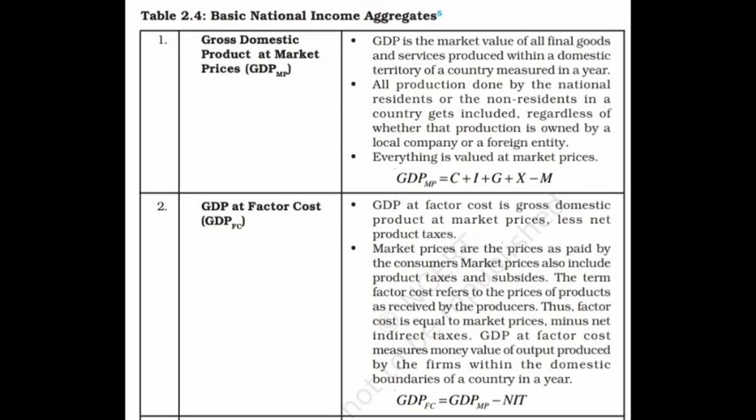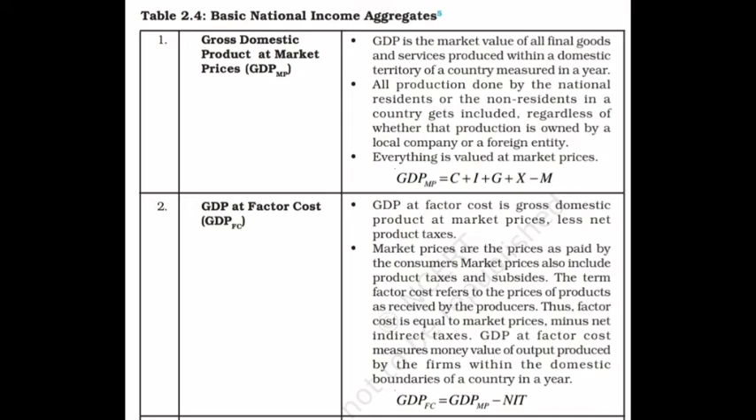That is, GDP MP is equal to C plus I plus G plus X minus M. C stands for consumption expenditure, I for gross private domestic investment, G for government consumption and gross investment, and X minus M means the difference between export and import. So this is the equation of GDP MP, GDP at market price: GDP MP is equal to C plus I plus G plus the difference between export and import.